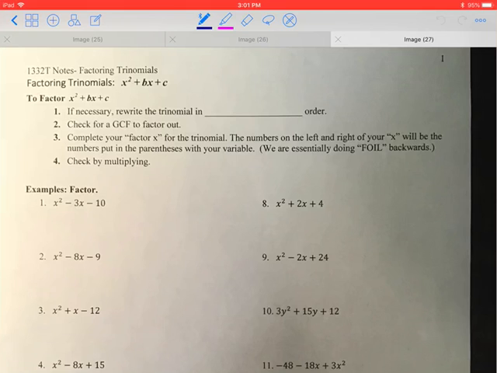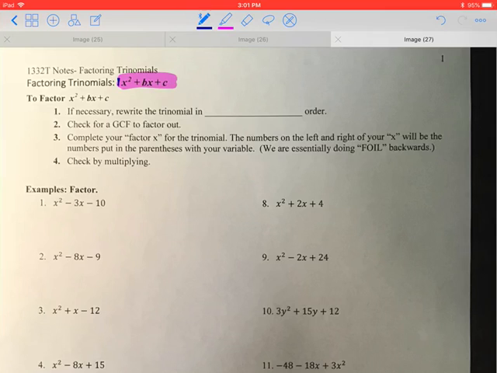Okay, in this video we're going to look at factoring trinomials. So remember, trinomials have three terms. So we're looking at something in this form. And notice that I see an x squared. I don't actually have a number bigger than 1 in front of that. So that's always going to be a 1.